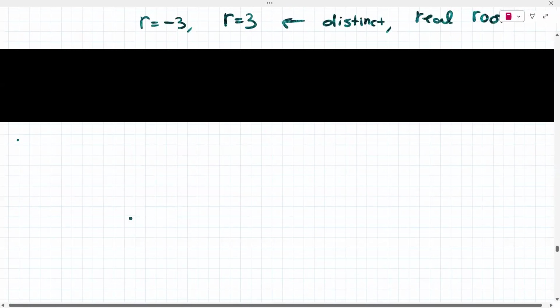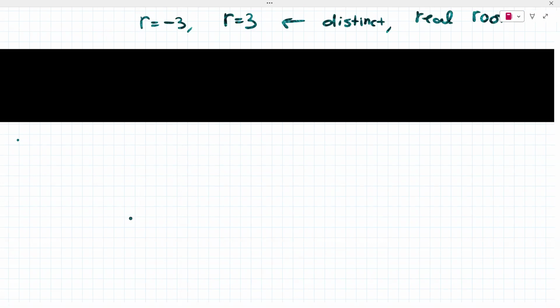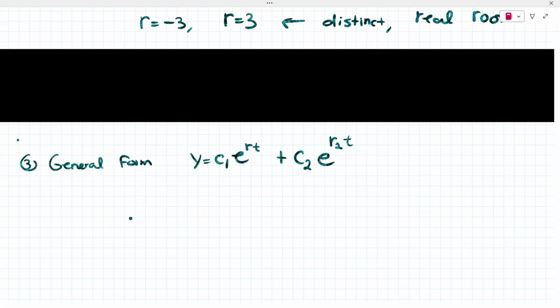Okay, step 3, put it in the general form. So we don't have an initial condition, so we'll just leave our C1, C2 alone. And one of my roots was positive 3, and then my other root was negative 3t. And there's your final answer.